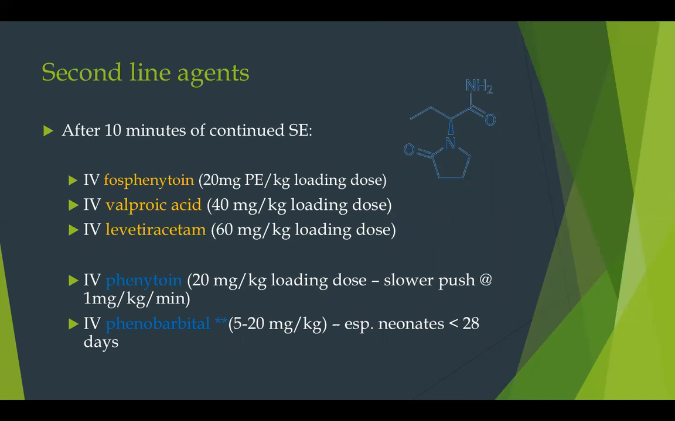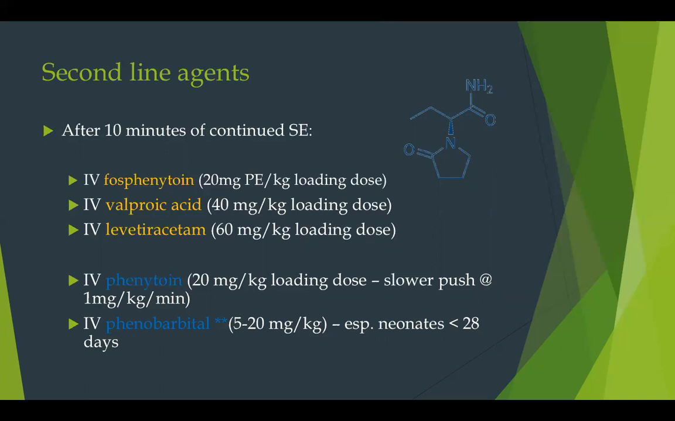In terms of second line, there are 3 medications that are equally effective, and the dose equivalence is 20 milligrams per kilo of phenytoin equivalents of fosphenytoin loading dose, or 40 milligrams per kilo loading dose of valproic acid, or 60 milligrams per kilo loading dose of levetiracetam, or Keppra.